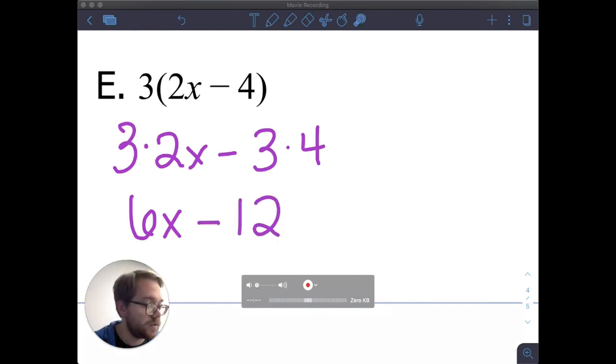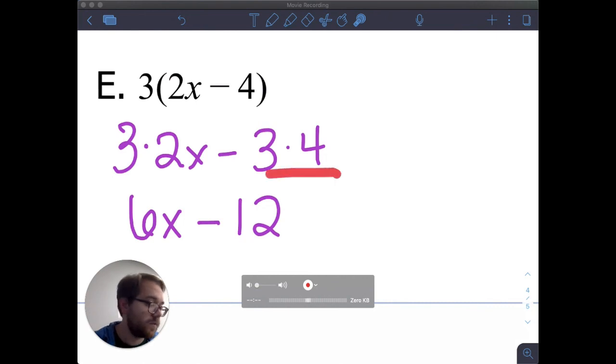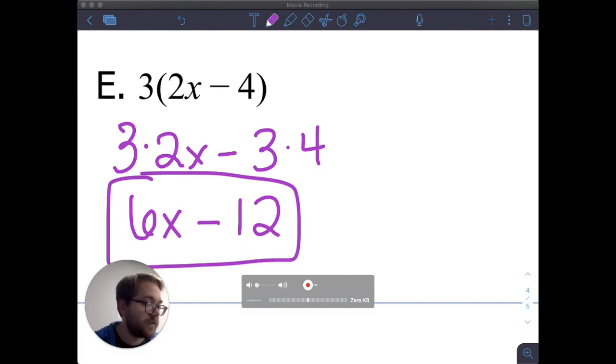Okay? So I took 3 times 2x, and that's 6x, because 3 times 2 is 6. 3 times 4 is 12. So that's my final answer. So you take the 3 times everything that's on the inside, 3 times 2x, and 3 times 4. And my sign stayed the same.